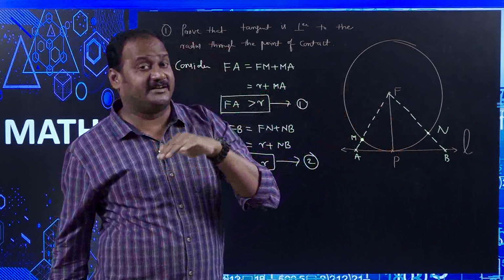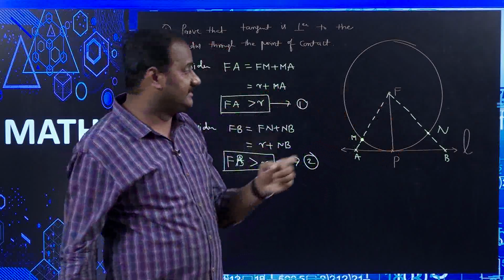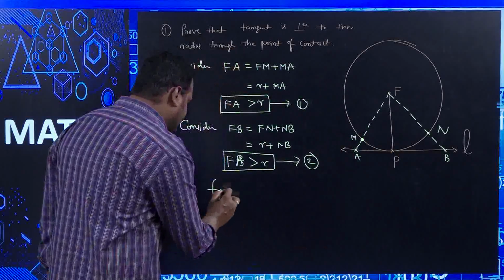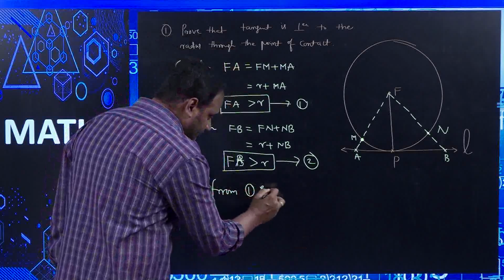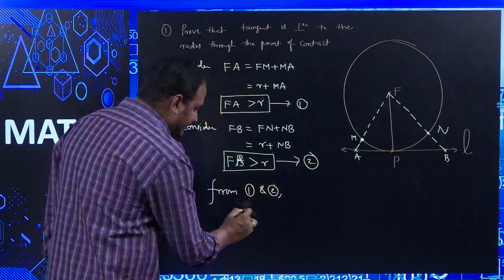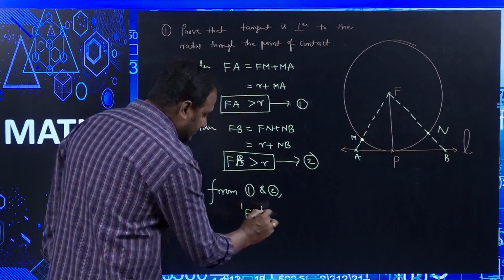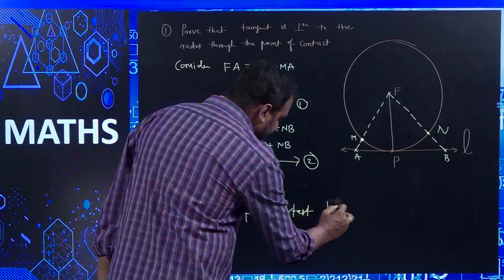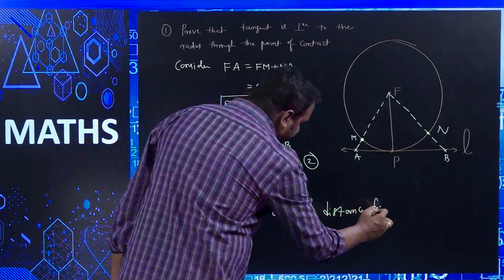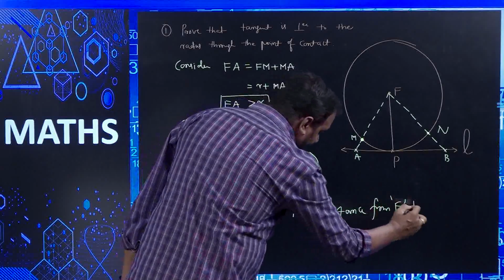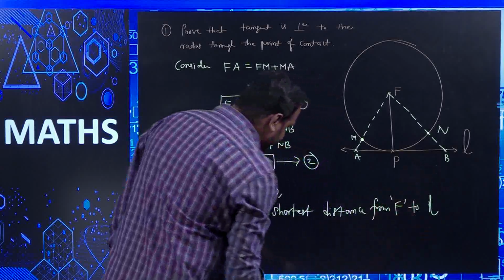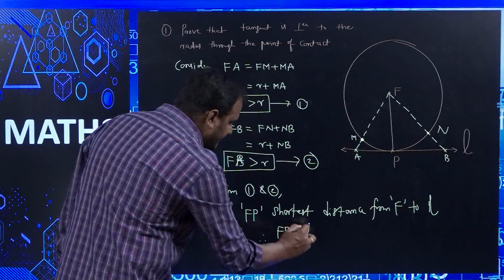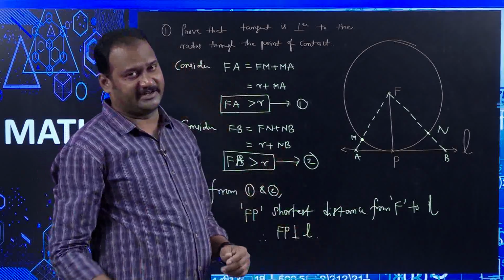You can say in mathematical language that it is perpendicular to the tangent through the point of contact. Therefore, from 1 and 2 we can say that the radius, that is FP, is the shortest distance from center F to the tangent L. So the shortest distance is nothing but the perpendicular, right? FP is perpendicular to the tangent L through the point of contact P.